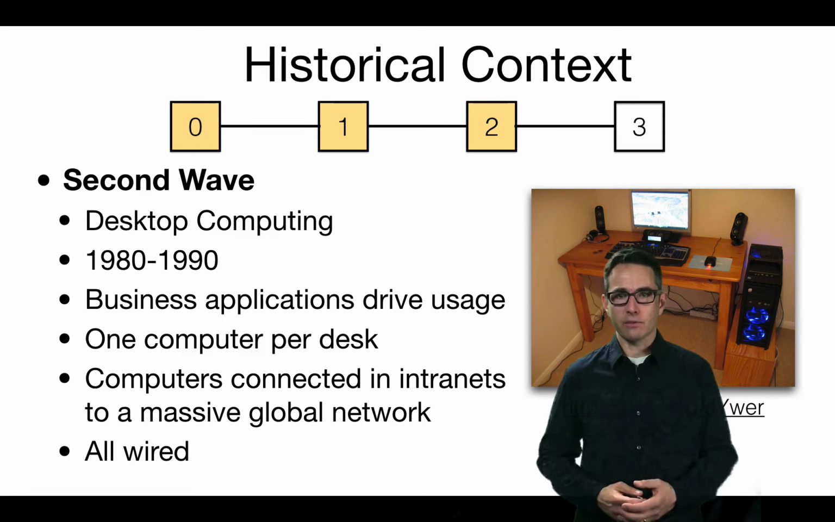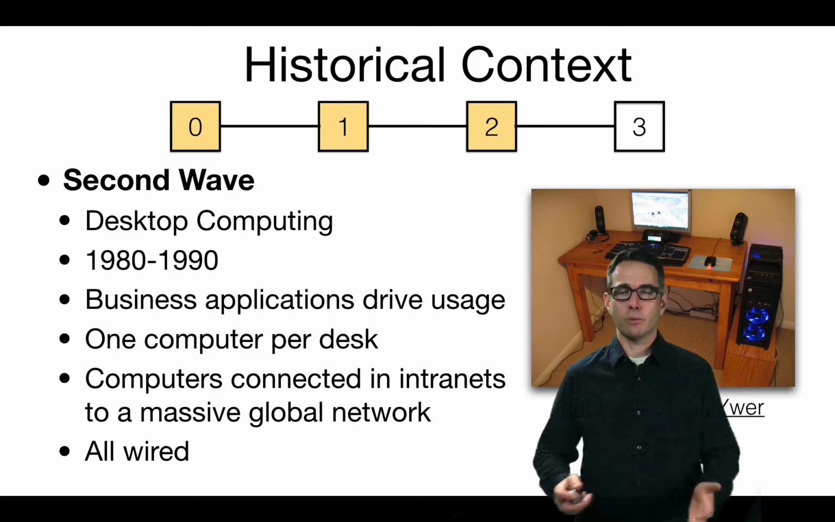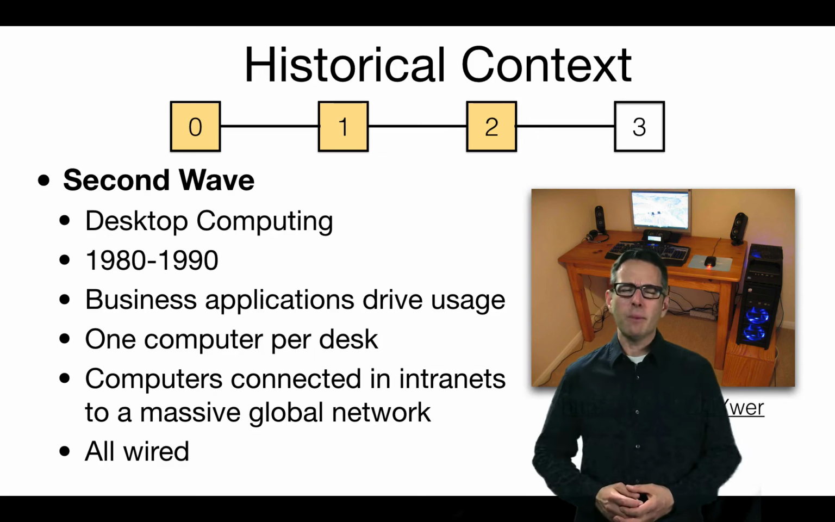An office would be connected through one network. A lab would be connected through a network. A college would be connected through a network. But it really wasn't the case that most places had been linked globally to the internet as we know it today. And all these computers were definitely wired. The idea of having wireless computing really hadn't arrived yet.